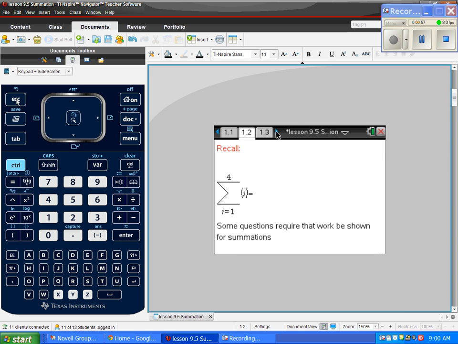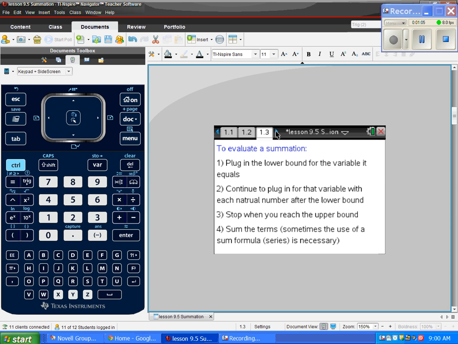What are we plugging in? And then 2, and then 3, and then we're plugging in each natural number. We start by looking at the lower bound, which is the number on the bottom of the summation. And then we go through each value. So if it starts at 1, then we go 2, 3, 4, up to whatever we have for our upper bound. And then we just sum the terms. We add up all the things that we just found. You got your stuff? You're good for that.